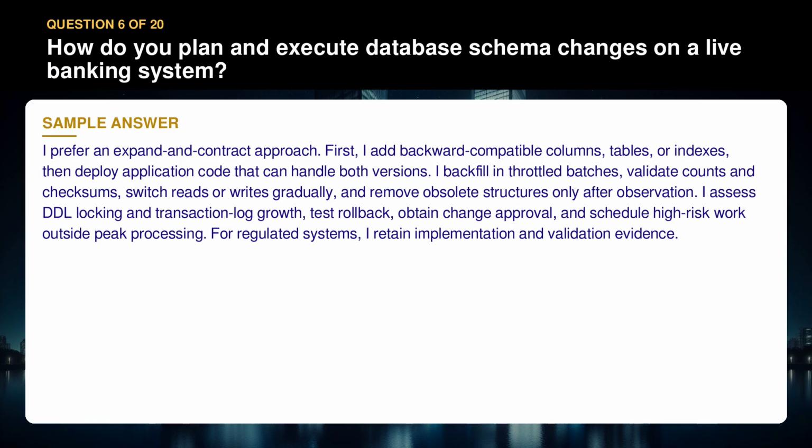Question 6. How do you plan and execute database schema changes on a live banking system? I prefer an expand and contract approach. First, I add backward-compatible columns, tables, or indexes, then deploy application code that can handle both versions. I backfill in throttled batches, validate counts and checksums, switch reads or writes gradually, and remove obsolete structures only after observation.